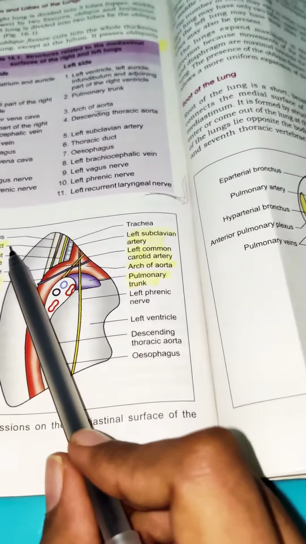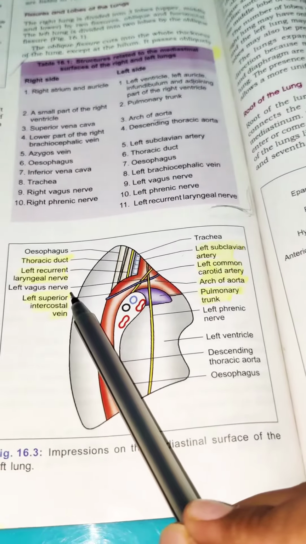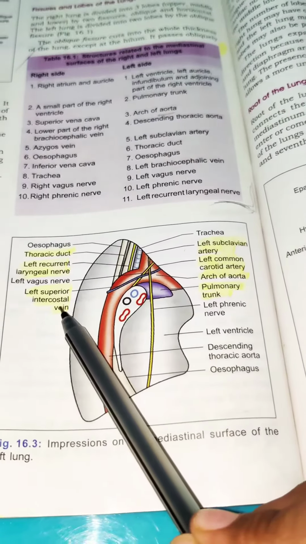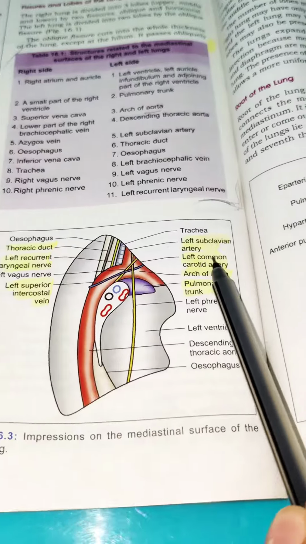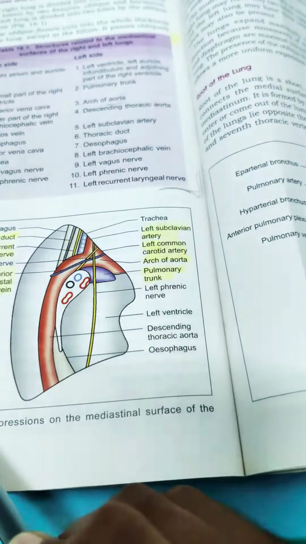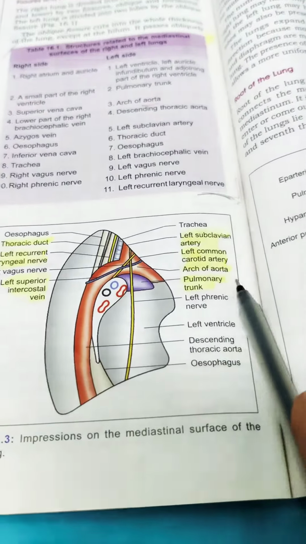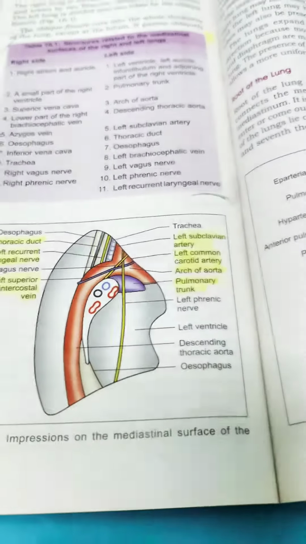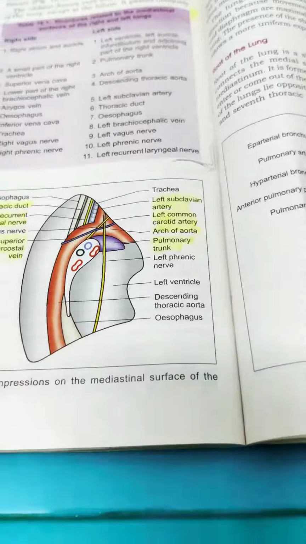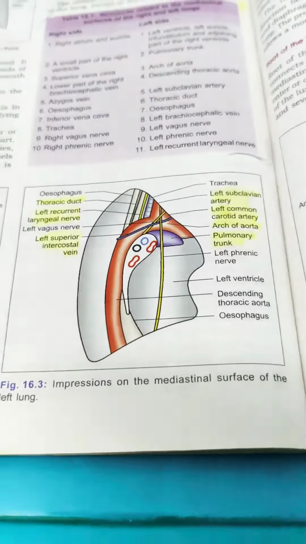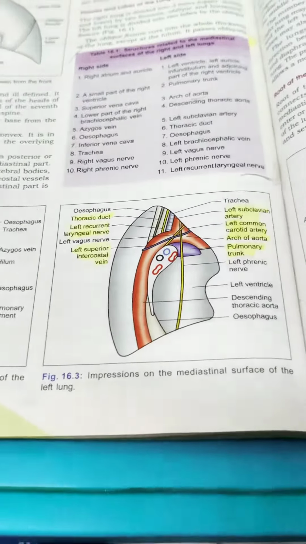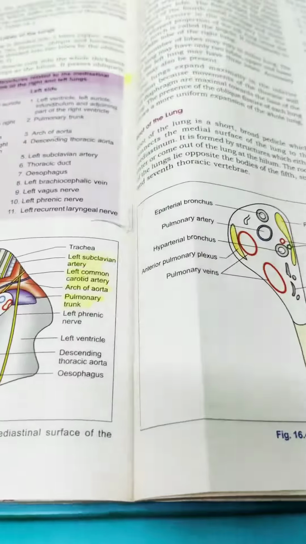And the thoracic duct also will be on the left side, and you'll also have the left superior intercostal vein on the left side, and the left subclavian artery is also present here, and the arch of aorta, pulmonary trunk, left common carotid artery. So these are the structures which are mainly present in the left mediastinum.